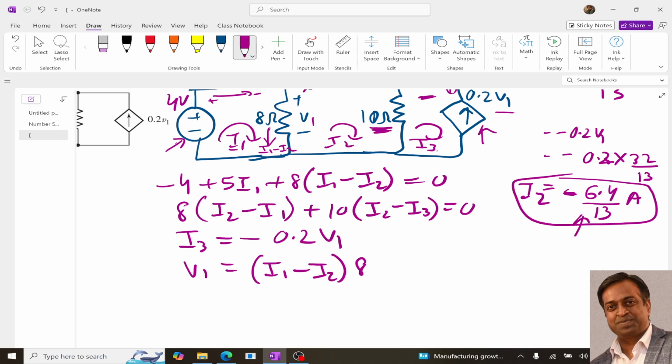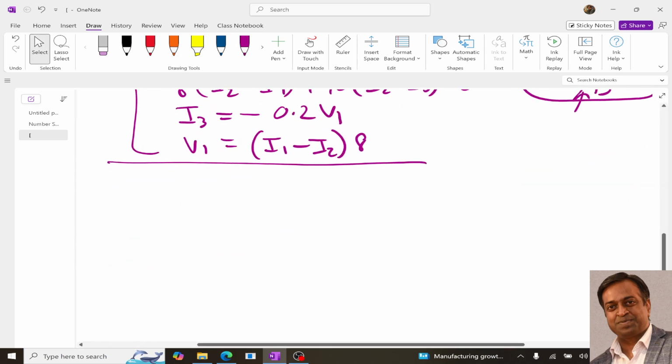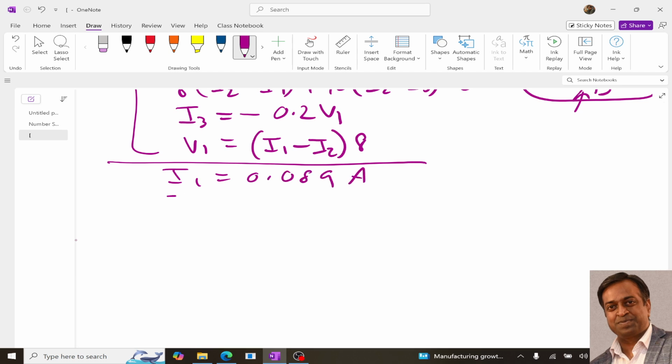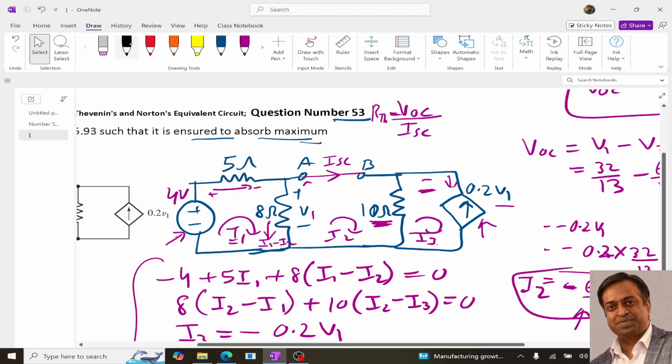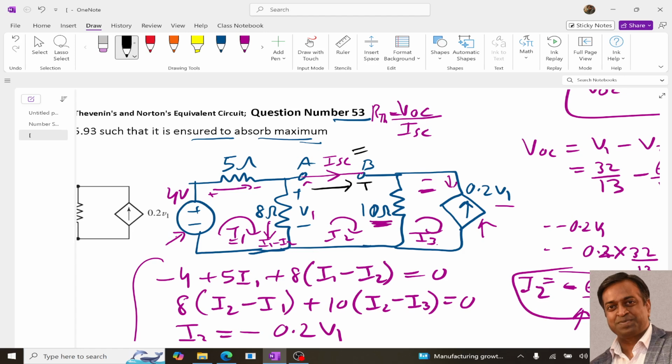So over here we have these equations. Now if I solve these equations, then I will get I1 as 0.089, I2 as minus 0.356, I3 as minus 0.711, right? And now coming back to the circuit, what do I need to determine? I need to determine this ISC, and over here the loop current is I2. So this ISC is equal to I2, right?